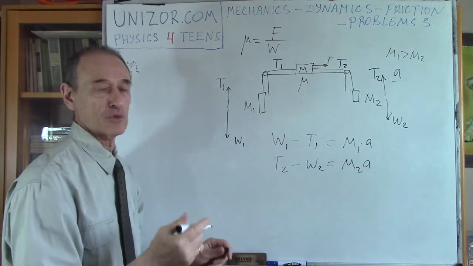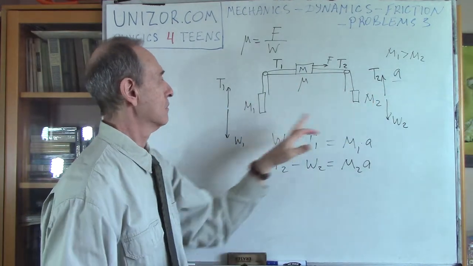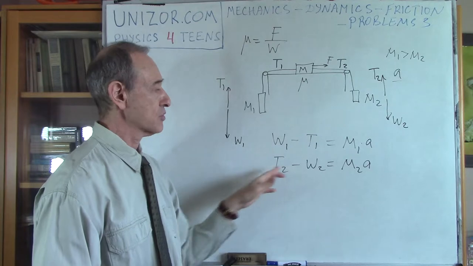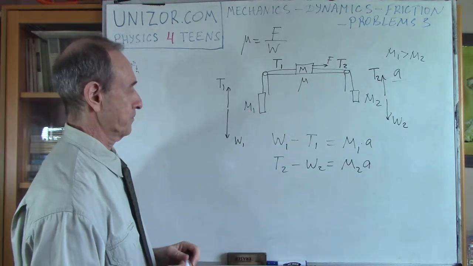Because I want to assume that all these numbers, T1, T2, A, whatever, all are positive. That's why I'm using the signs, since I know that we are moving to the left. All right.